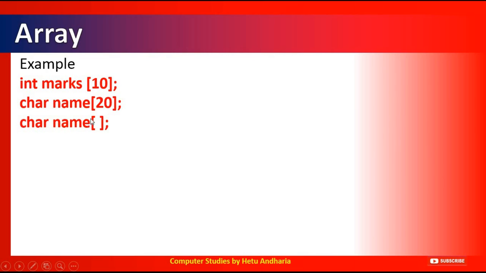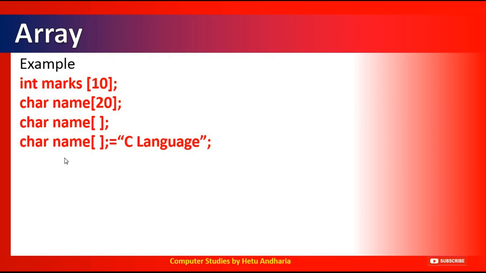Another example I give you. Character, name, square bracket open, square bracket close. No value if I type here. Then which type of array it is? In this type of array, if you declare array in this way, without specifying the size, then it will allow you to enter any number of characters. 5, 10, 100, 50, any number.